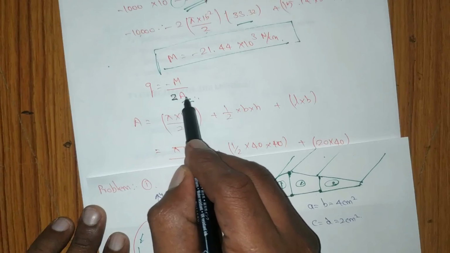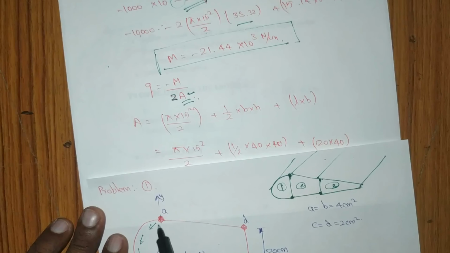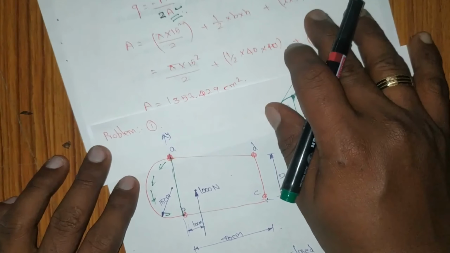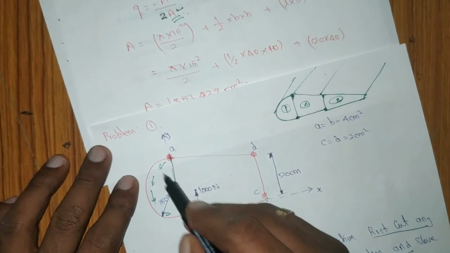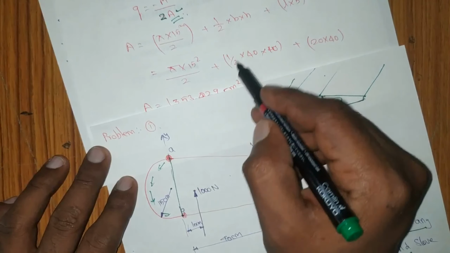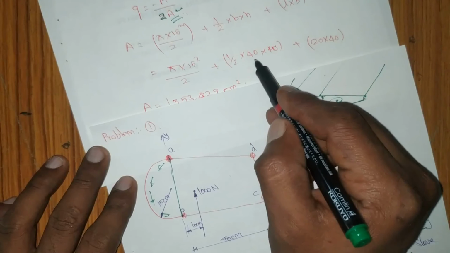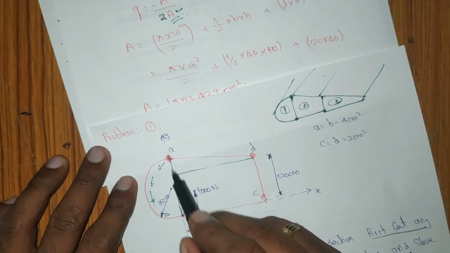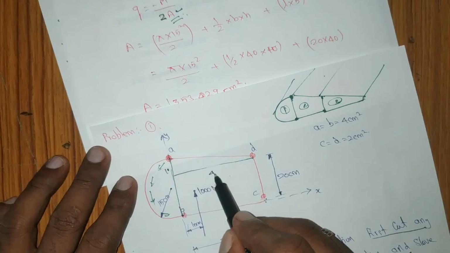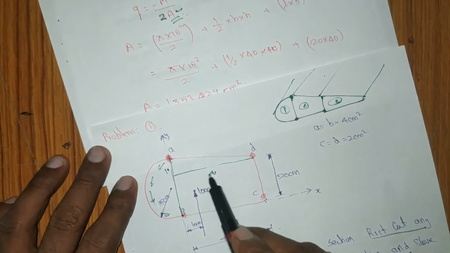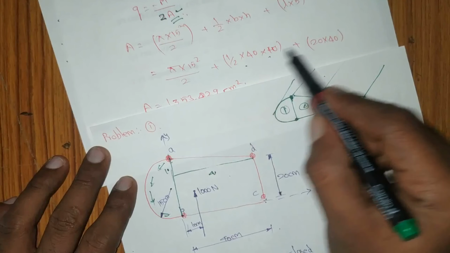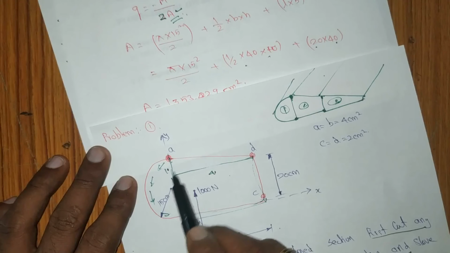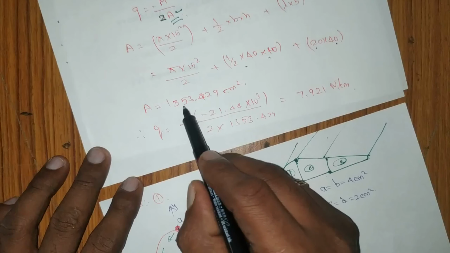You know the numerical value 2A. You need to find A, which is a half circle, so pi r square by 2. Then half B into H, that is half into 40 into 10. I am cutting this area: this is 10, this is 40. This is triangular, so half B into H gives this value. And 20 into 40 is the rectangular area. So you add these three areas and you get the A value.